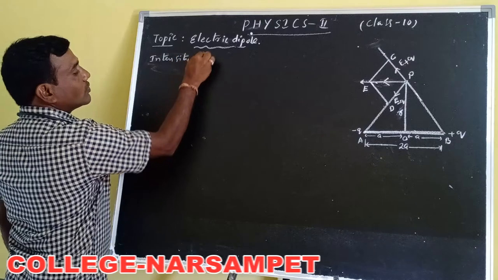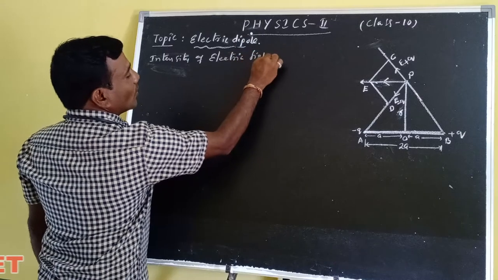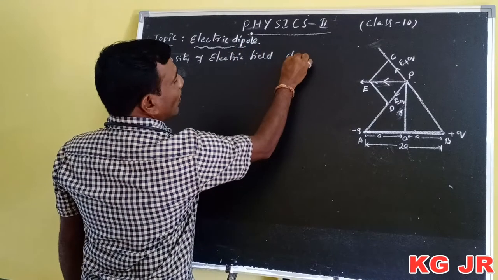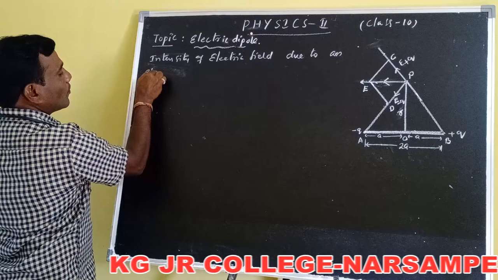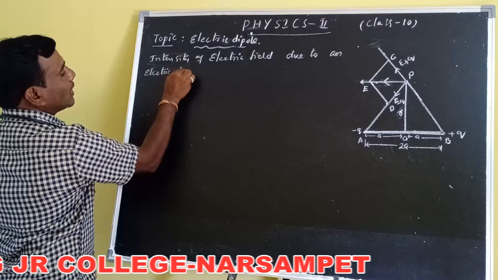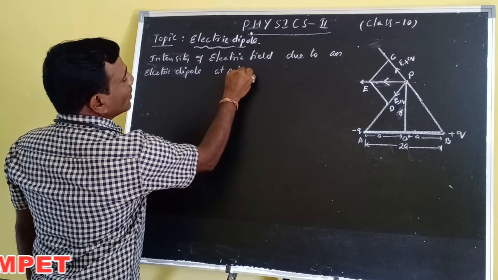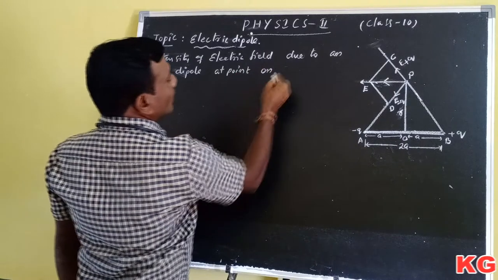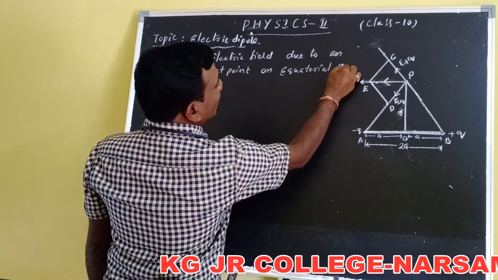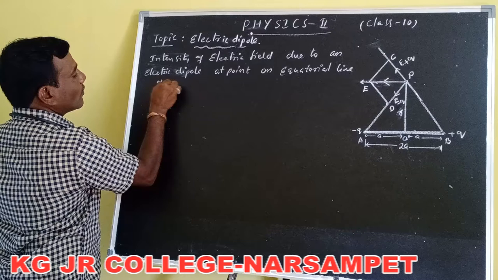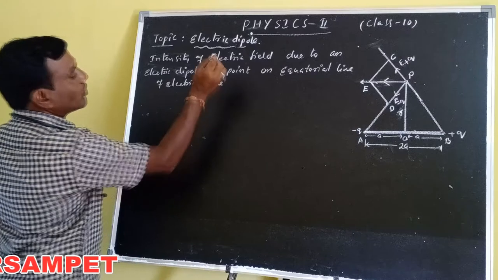Intensity of electric field due to an electric dipole at a point on the equatorial line of an electric dipole. This is the topic, an important topic.